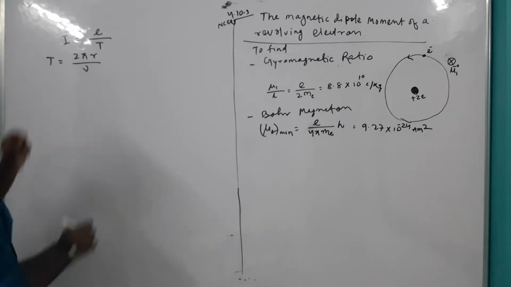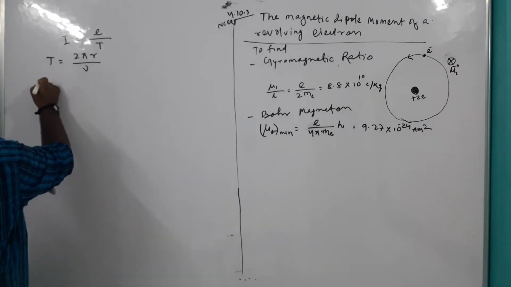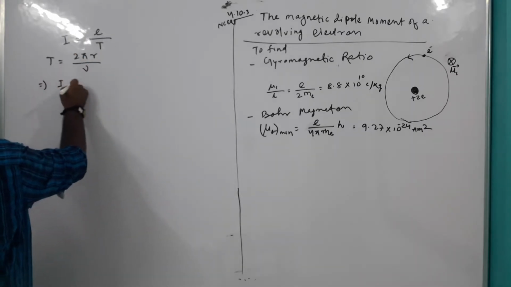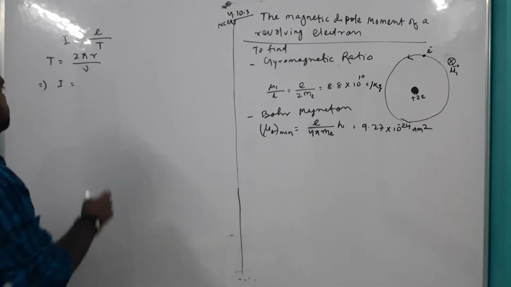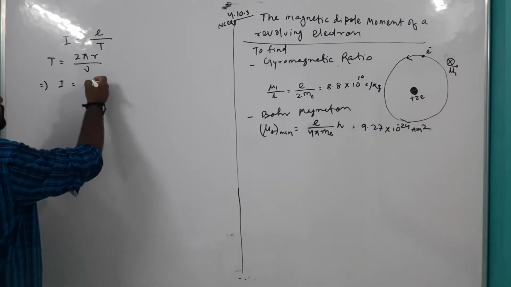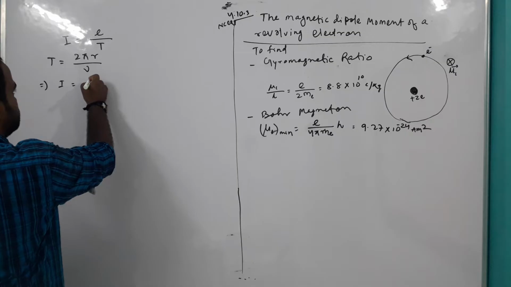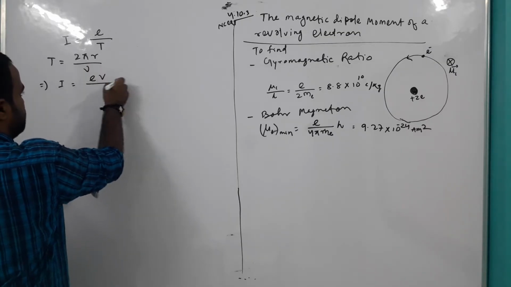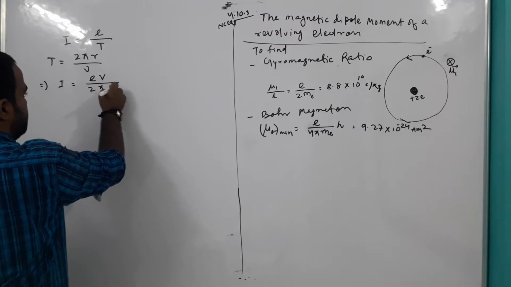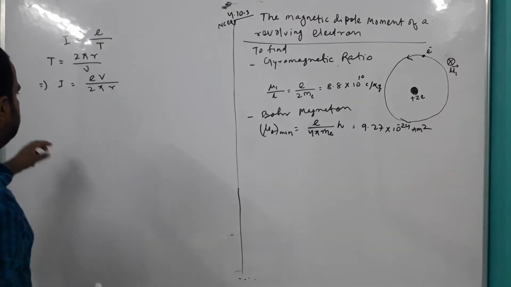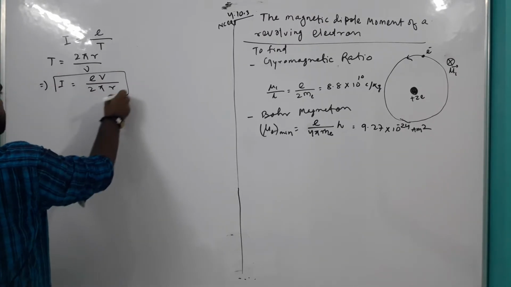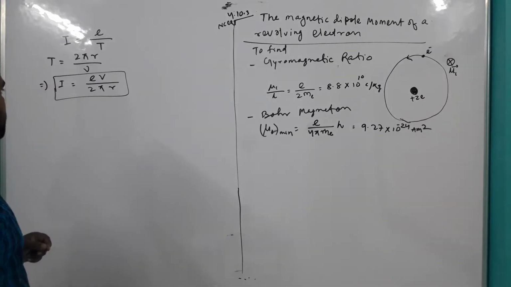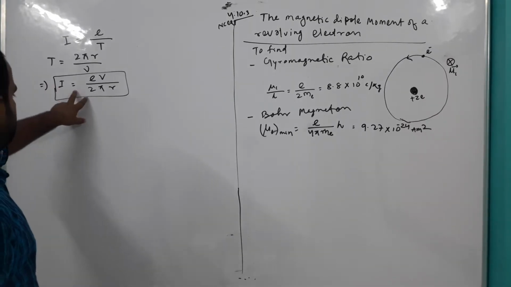Now if we put this in, we will find I is equal to e v upon 2 pi r. I is equal to e v upon 2 pi r.